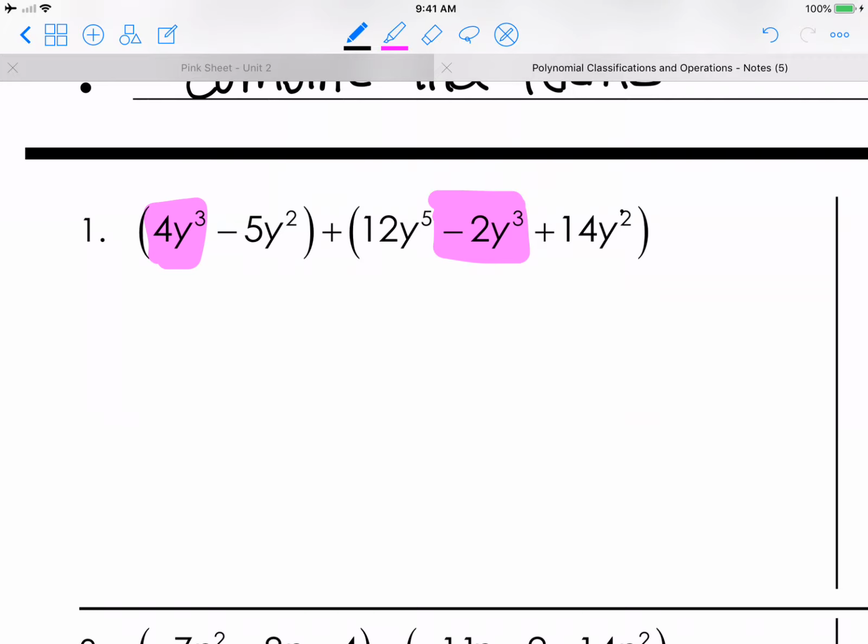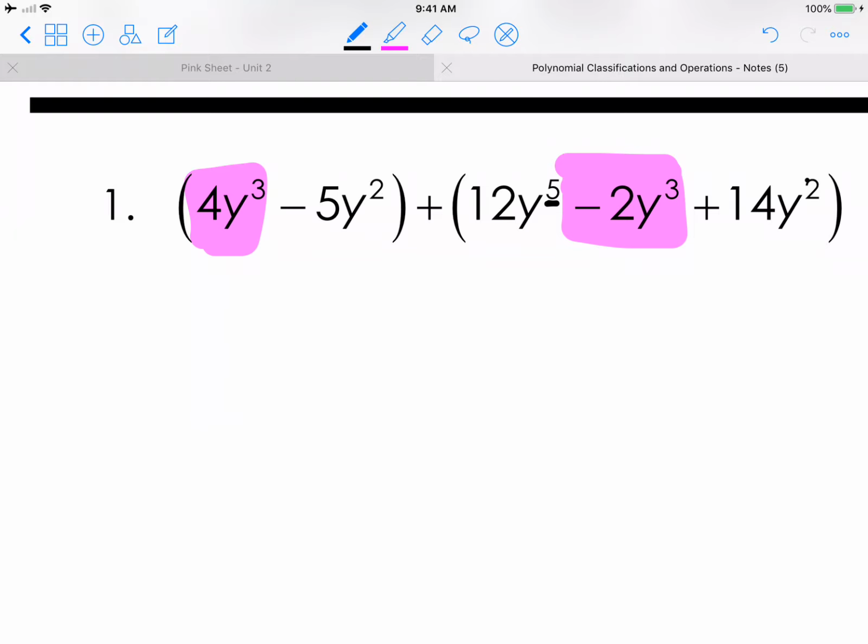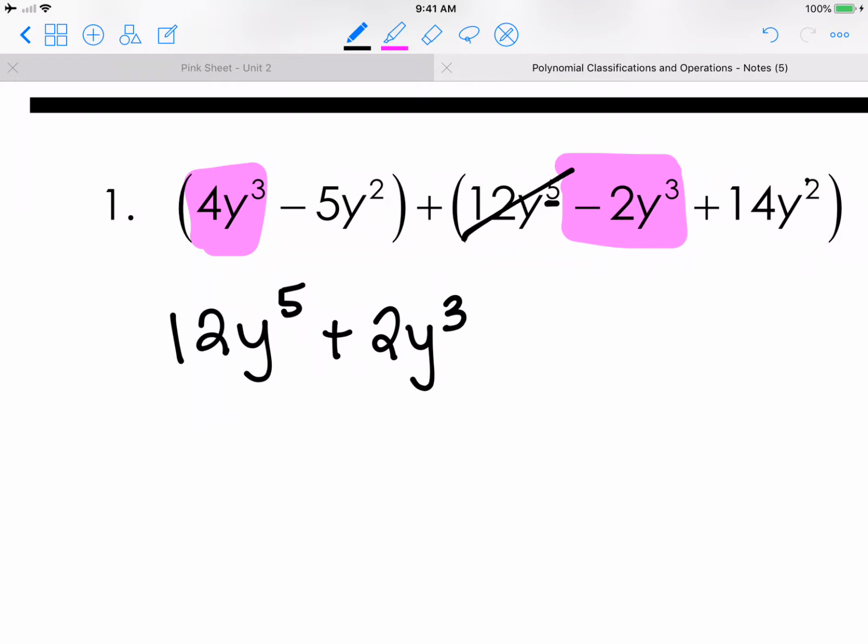Okay, so my highest degree I see is a degree of 5. Well, I don't see anything that I can add to this, so I'm just going to say 12y to the 5th. Now, see if you have a 4th degree. I don't see a 4th degree. So you could even cross these out once you do them if it's better to visualize that so that you don't miss anything or forget to do it. Okay, so now let's look at the third. So we have 4y to the third, and we're adding it to a negative 2y to the third. So what's 4 minus 2? We're going to get a 2y to the third. Okay, we're going to cross those out because we did them.